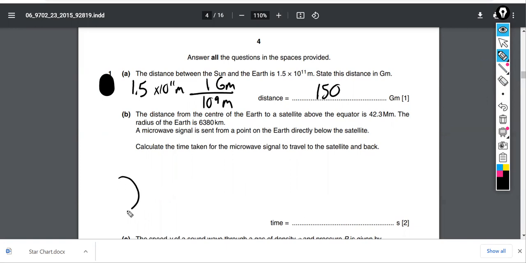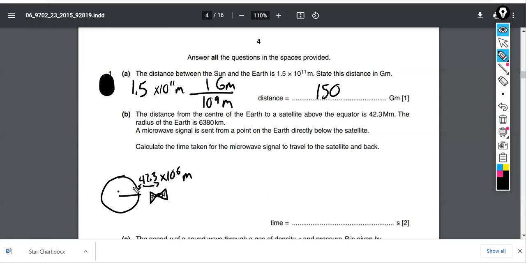So if here is the Earth right here, and they're telling us the distance from the center of the Earth to a satellite above the equator, so that distance there, from the center of the Earth out to this satellite. A satellite is a bow tie, you guys. Just a bow tie with the little lines like this, like a TIE fighter. And we got 42.3. Now mega is just 10 to the 6. It just means a million. So I'd rather convert that. 42.3 megameters. That's the distance from this satellite to here.